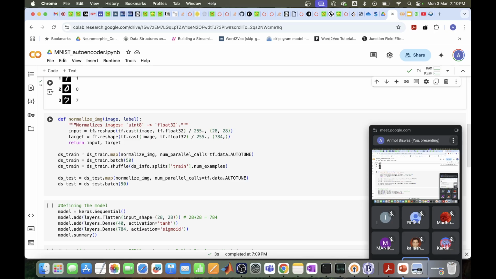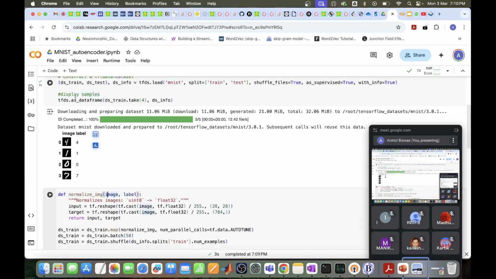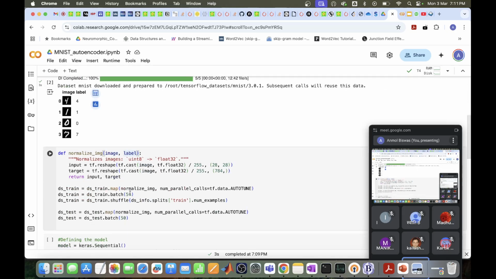So the next thing that we do is normalize these values, right? And here I'm doing something a little atypical. There is this function normalize image, which takes whatever you get inside this TFDS dataset, which is the image and the label, right?